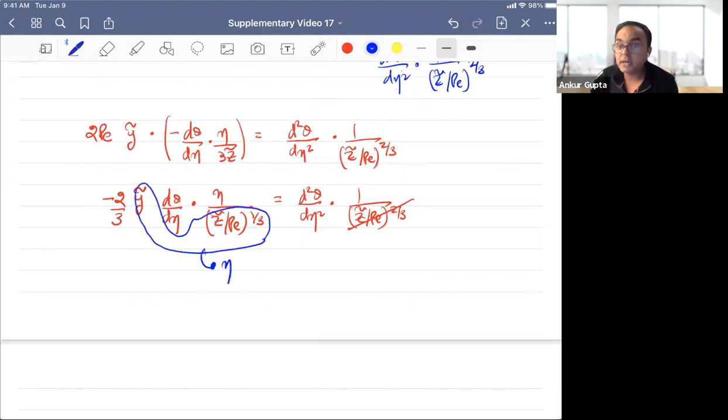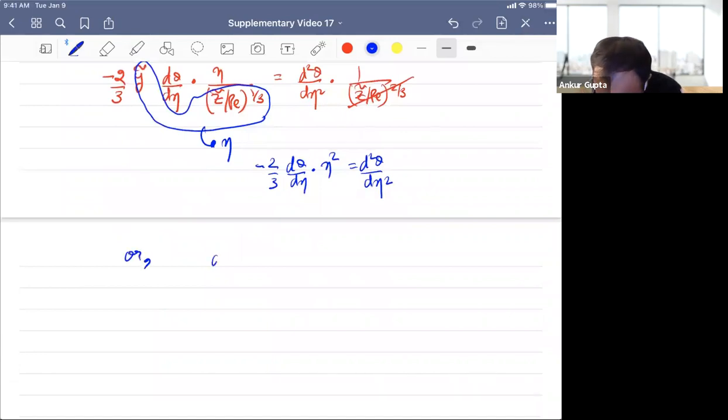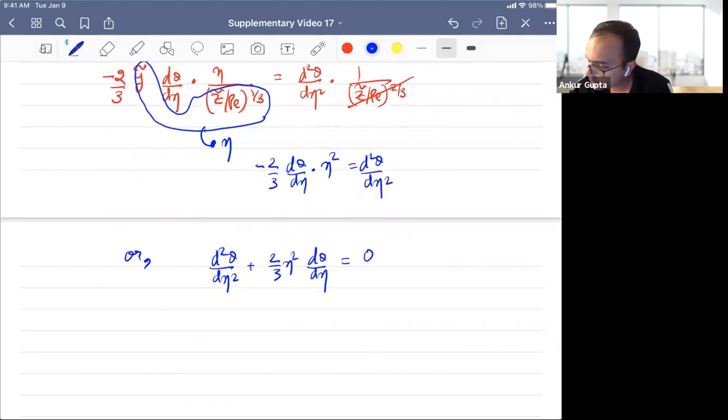And furthermore this portion essentially is also eta, because we can't have z and Peclet coming around in the final equation, and this does become eta. Or this becomes minus 2 by 3 eta square d theta by d eta is equal to del square theta by del eta square. Or the final equation is del square theta by del eta square plus 2 by 3 eta square d theta by d eta is equal to 0. And let me check if this equation is correct or not. That is correct. So this is what you get as your final equation.